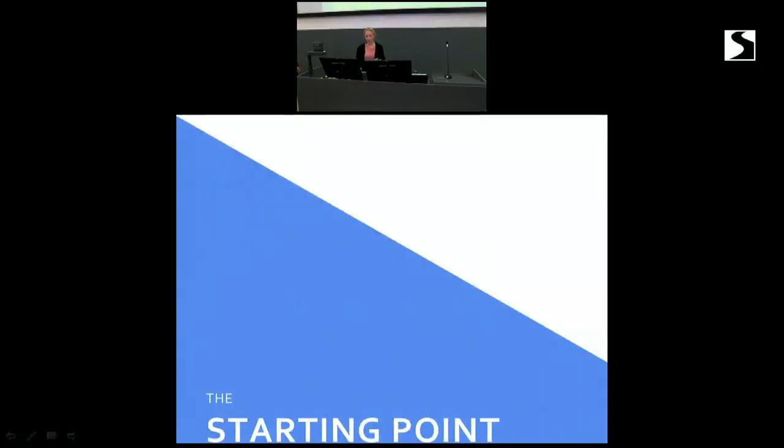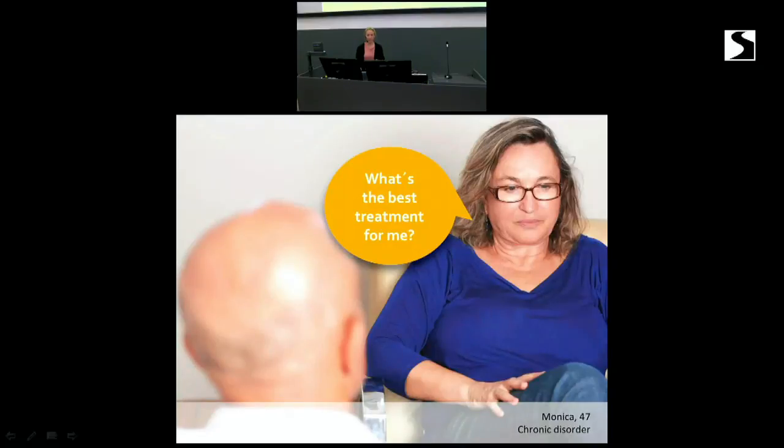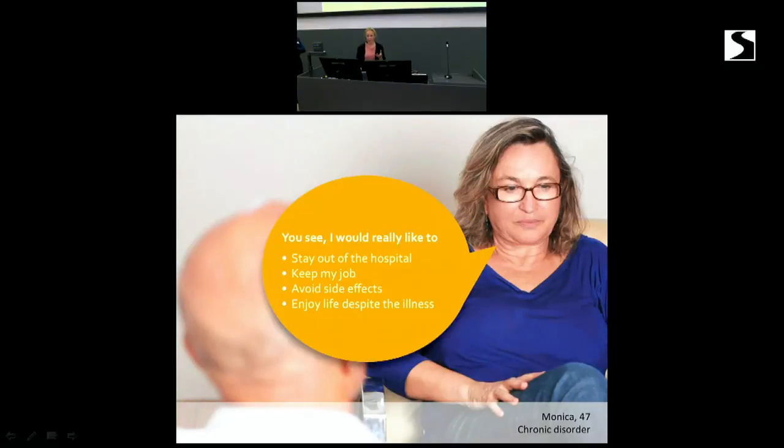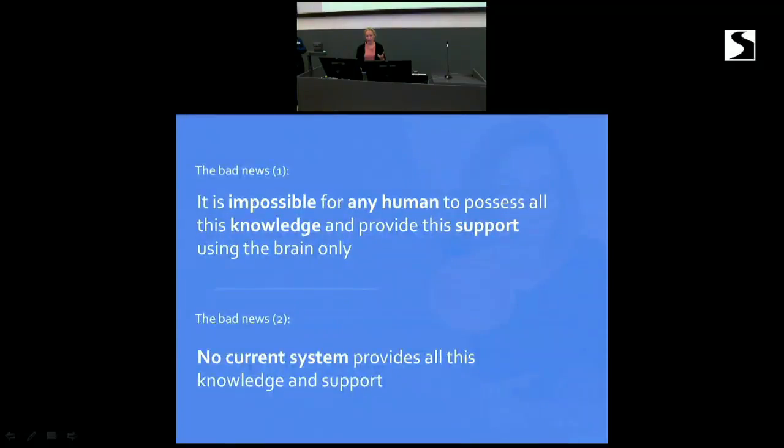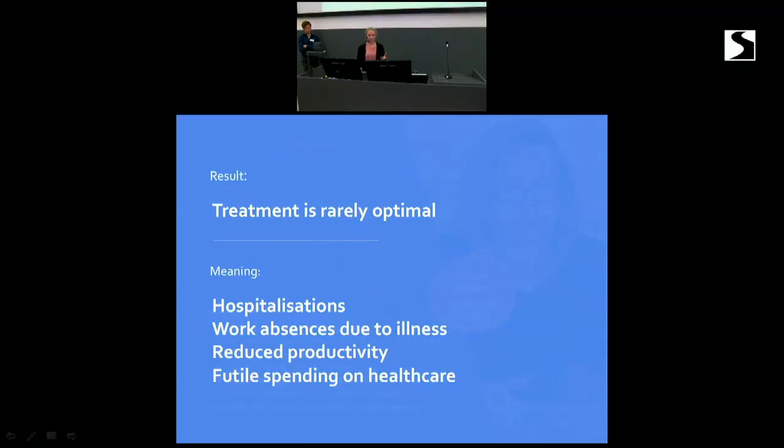And also follow-up treatment. So the starting point is, of course, what's the best treatment for me? Because some of the criteria from this patient is that she wants to stay out of the hospital, she wants to keep her work, and she wants to avoid side effects. So the bad news is that it's impossible for any human brain to process all this knowledge of the best available evidence and her criteria, her values and preferences, and provide an answer for one best treatment for this person. And the current Norwegian system, at least, does not provide all this knowledge and support in one tool. So the result is that treatment is rarely optimal. It could mean hospitalization for this patient. She can have work absence due to illness, for example.